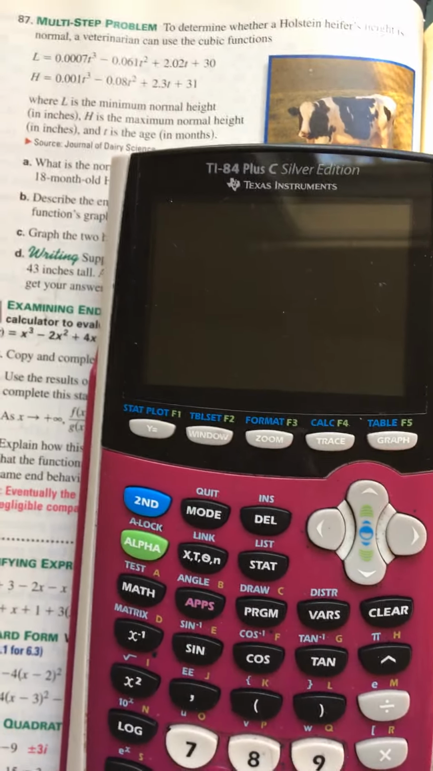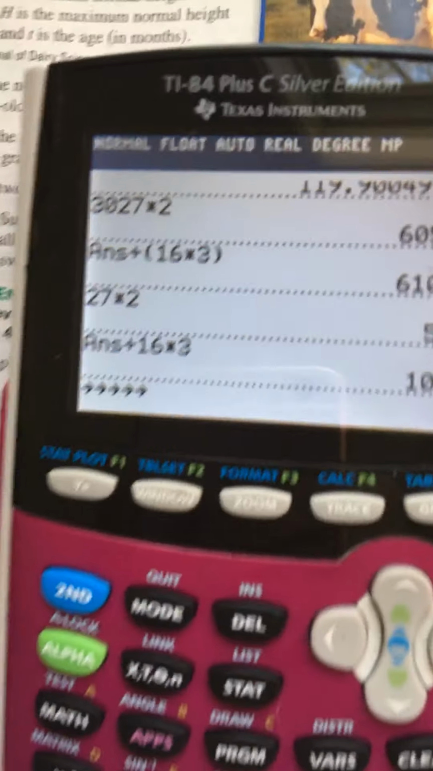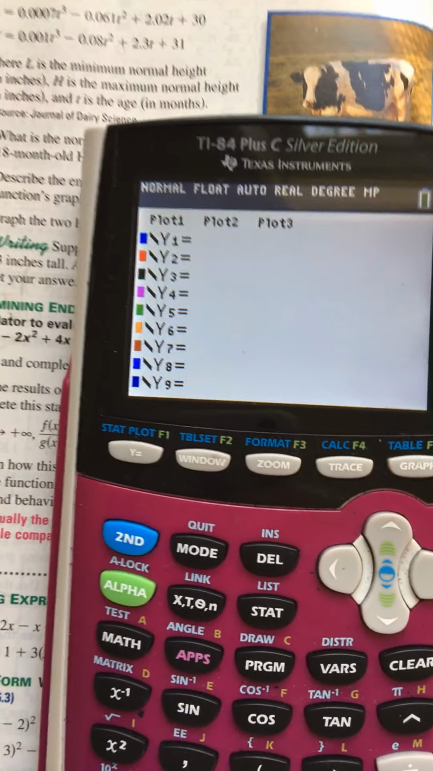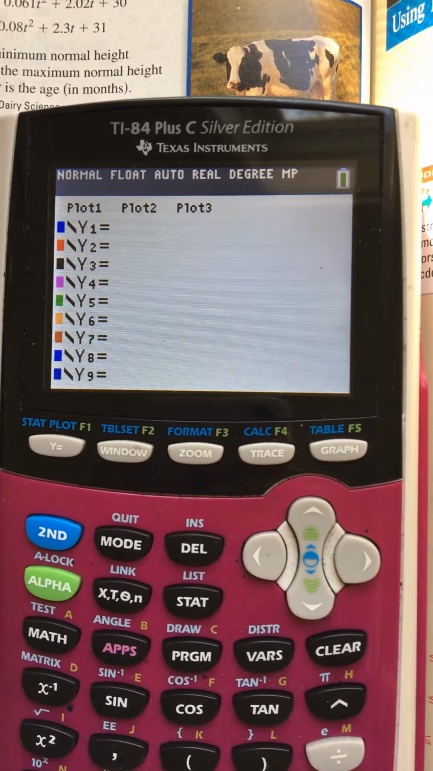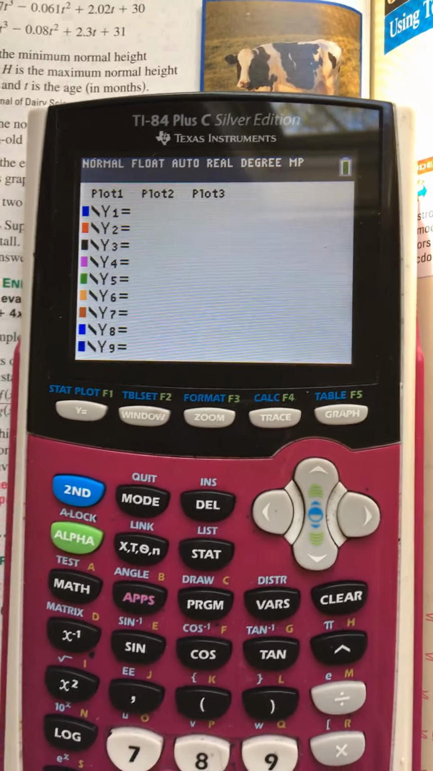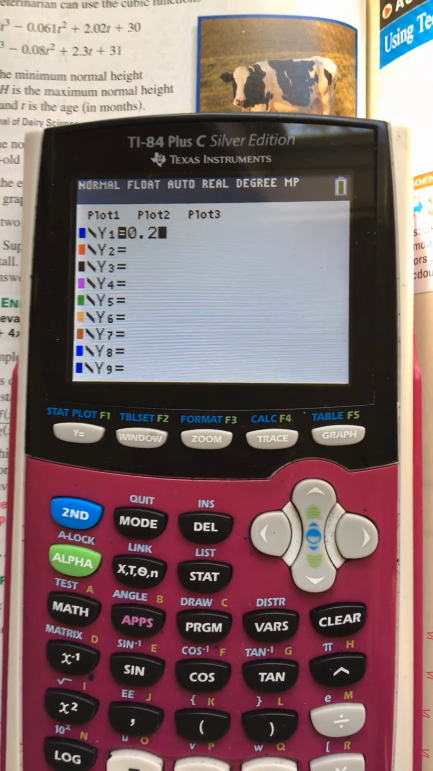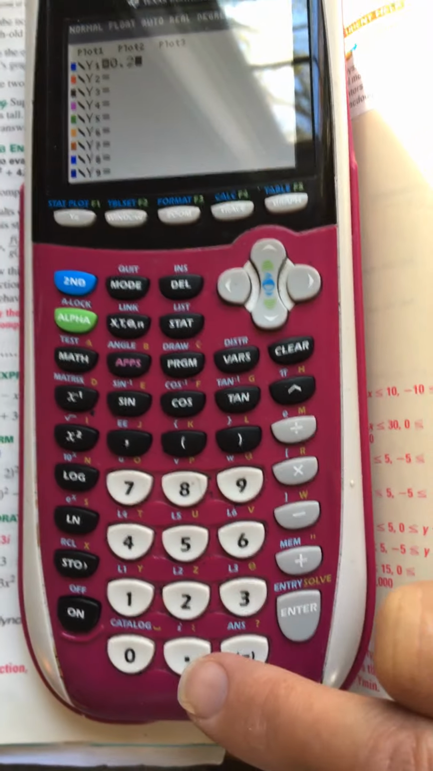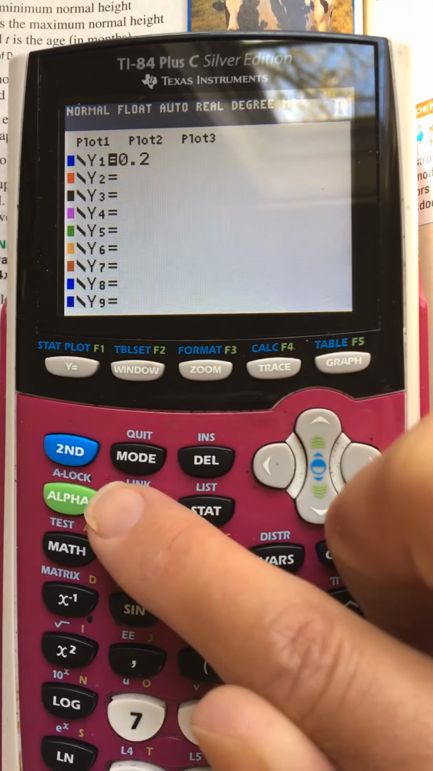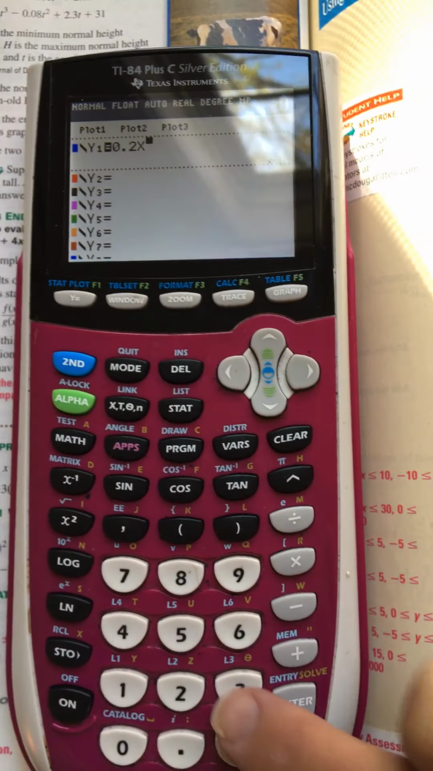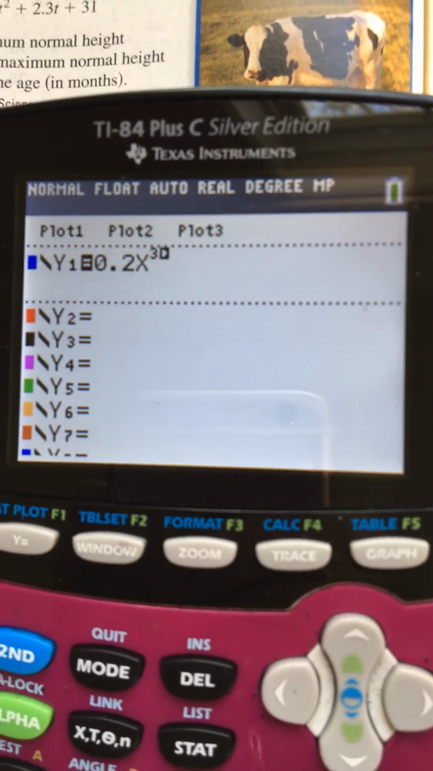I turn on my calculator with the on button. It's on the regular math screen, and I go to y equals, and that puts me up to where I can put in something to graph it, and I put in this equation, and it's 0.2, and then the x. X is this button right here, so I put x. Now to get cubed, I do up arrow 3. That's fancy math talk for to the third power.